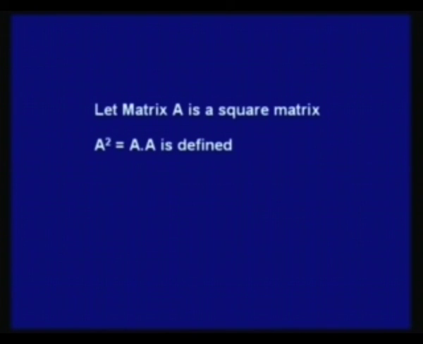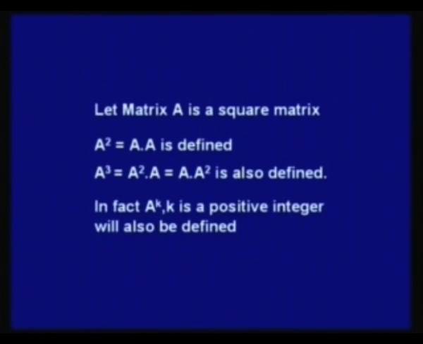Now, if I have a square matrix A, then A square is defined. A cube is also defined as A square into A, and it is also the same as A multiplied by A square. They both are defined. And in general, A^k, the kth power of A, where k happens to be any positive integer, will also be defined. But this is true only for square matrices. For other matrices, this is not possible. We have finally defined A^k as a square matrix multiplied k times.